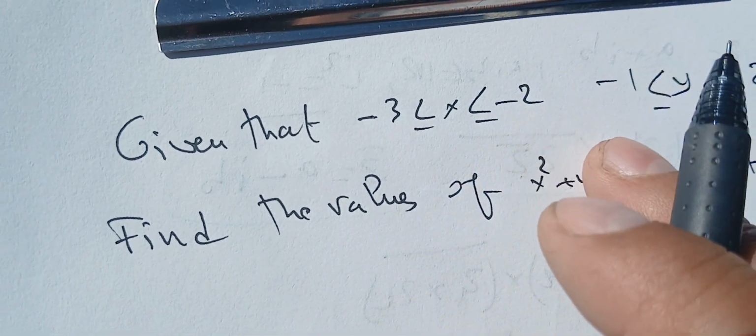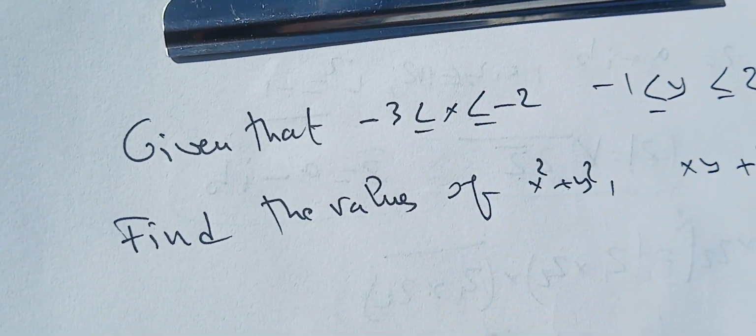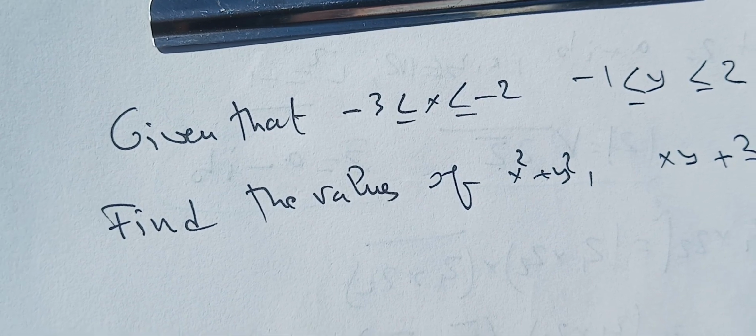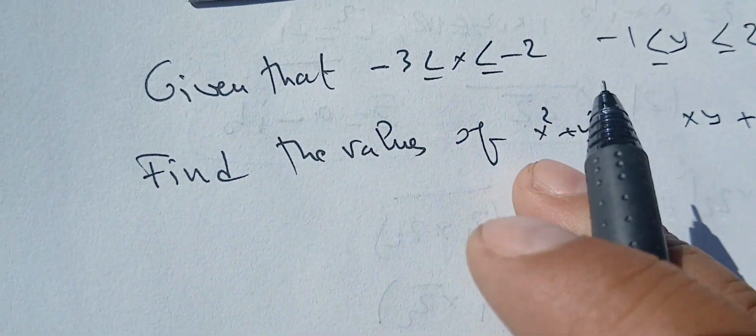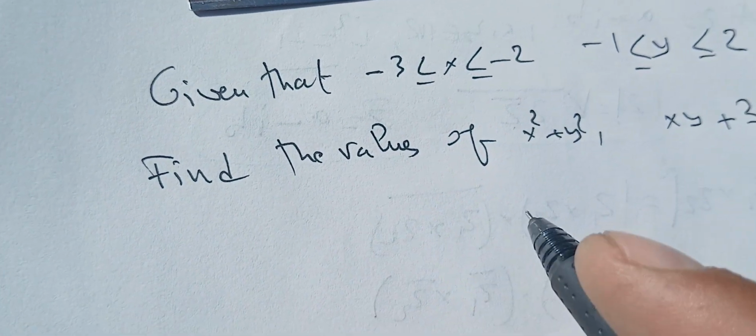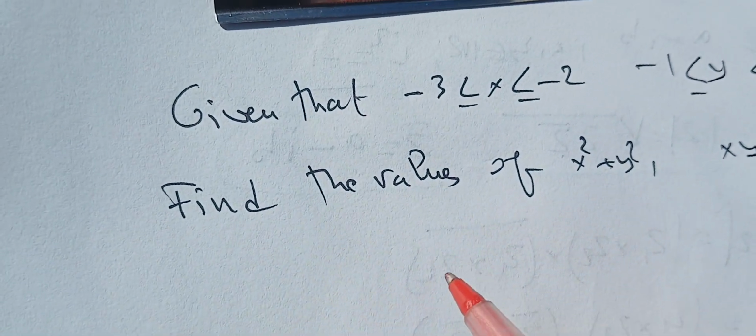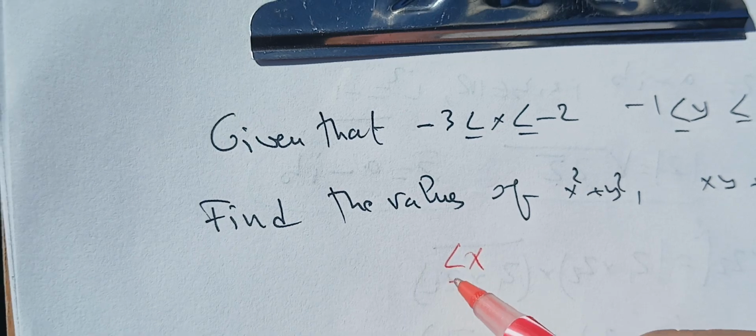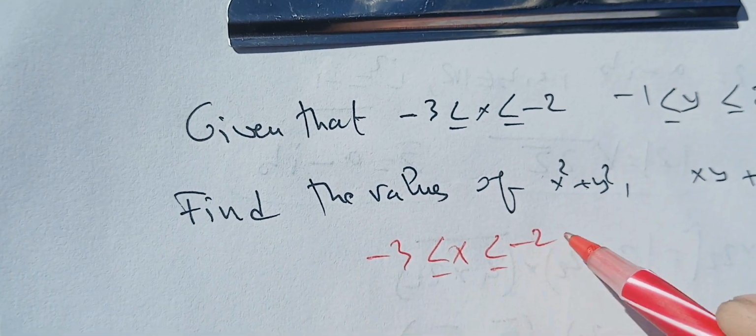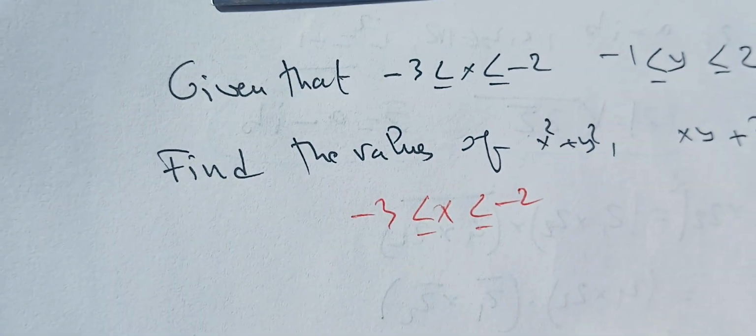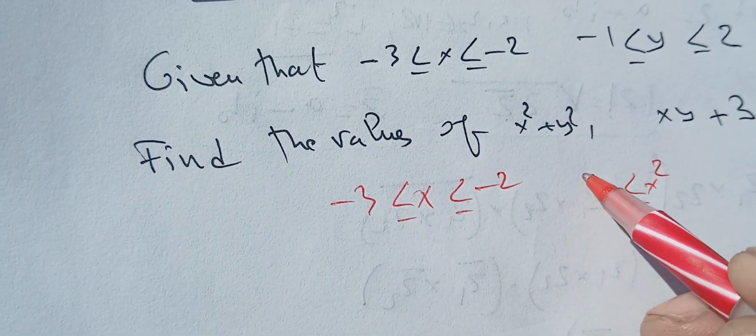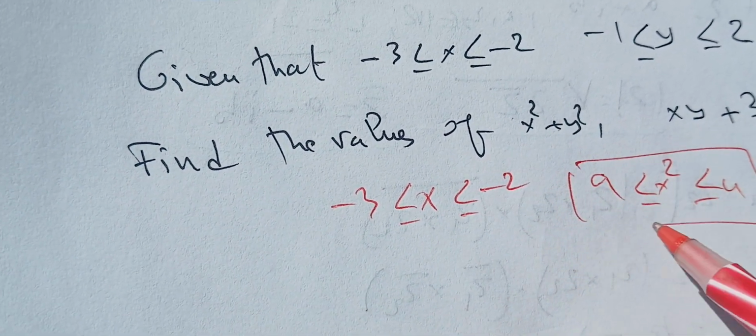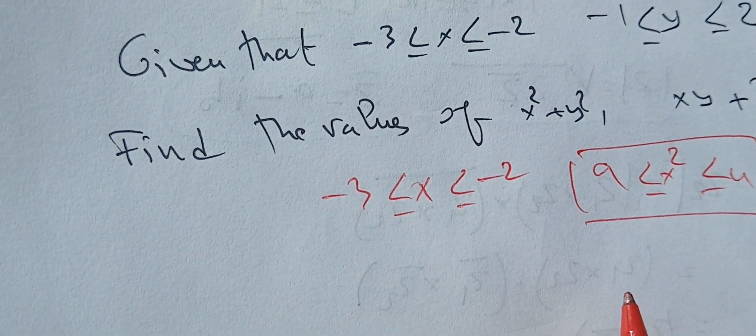But the problem is we don't jump directly into the solution. We have to be careful to solve these problems. So let's say we want to find x squared. Given that our x is between -3 and -2, if we just square everything, we get x squared is between 9 and 4, which is completely wrong.